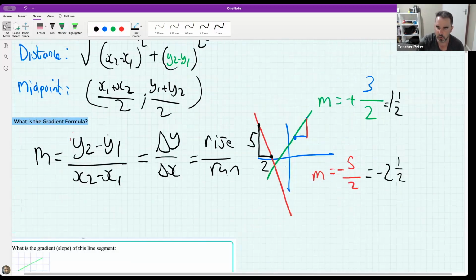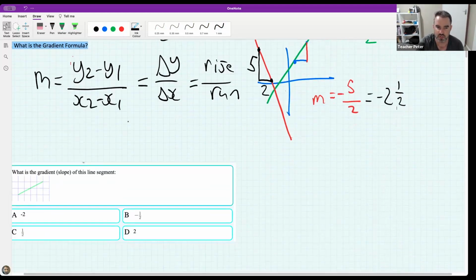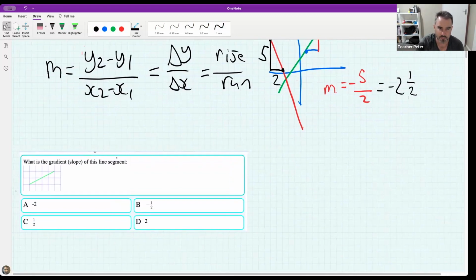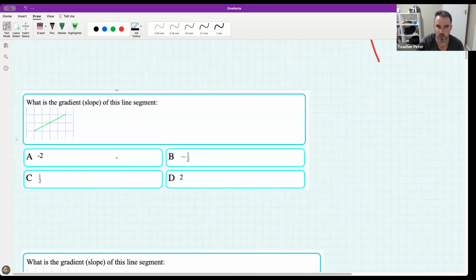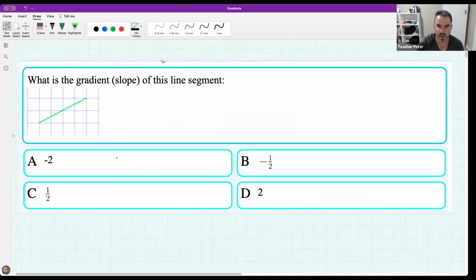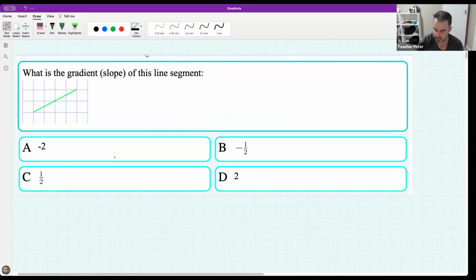Now, I think most of you will be comfortable with this from grade 9 and 10, but not necessarily. So let's do some basic questions around gradient. Sometimes gradient is also called slope. What is the gradient or slope of this line segment? I'll highlight the 2 endpoints to make life a bit easier. Put your answer in the chat.